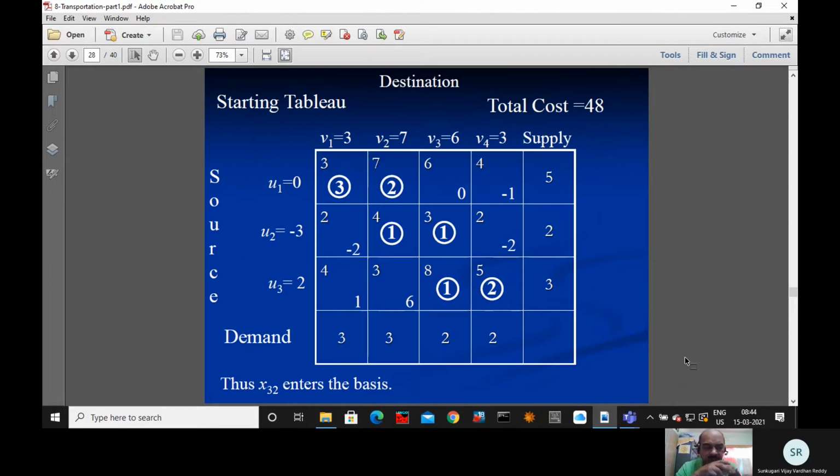This problem we have already taken and we have got the phase 1 solution. So what is this problem?